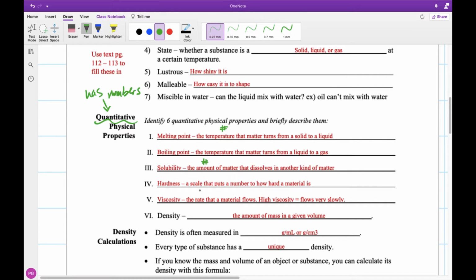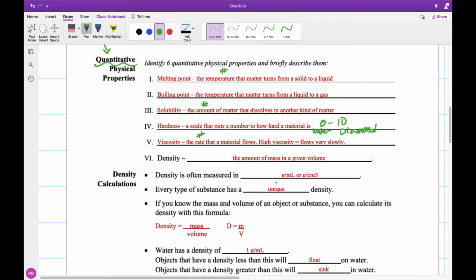Hardness, so this is a scale on how hard something is, and it goes from 0 to 10, where 10 is a diamond, which is the hardest material, and 0 would be like something that isn't solid, like water. This scale would tell us from 0 to 10 how hard the surface of the material is. Viscosity, so it's the rate that material flows. Again, rate, basically how much material is flowing. And if we have a high viscosity, it means it flows very slowly. So that's where our number comes from. Density, the amount of mass in a given volume. And this is something we're going to focus on for a little while here.